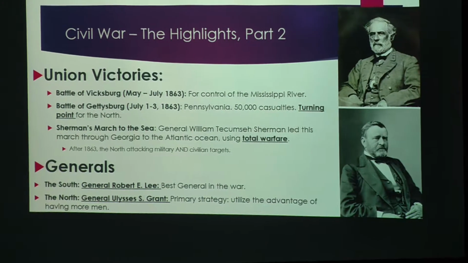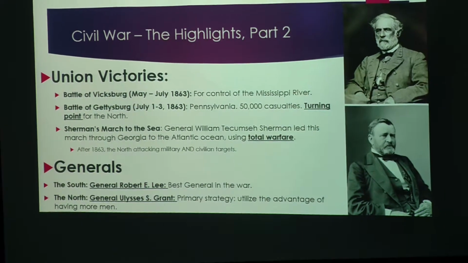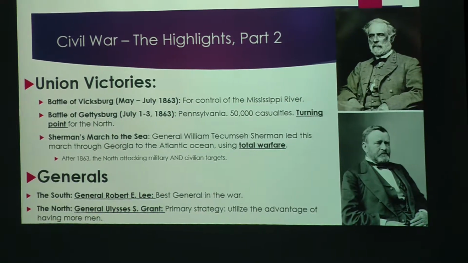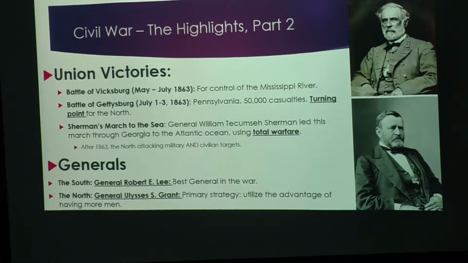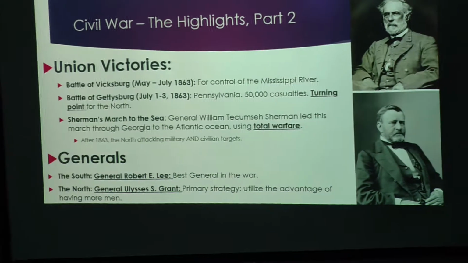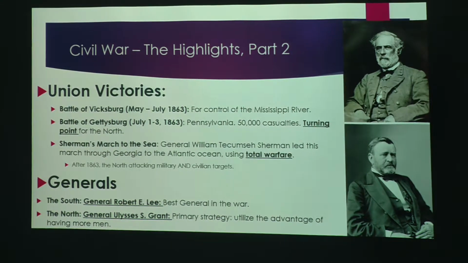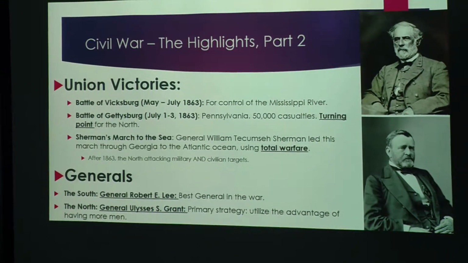Union victories: Vicksburg's important. It controls the Mississippi River, splits the South in half, and effectively makes the Anaconda Plan a success. Gettysburg, a lot of casualties over several days, 50,000 plus. It's a turning point in the North. The South is going to be stretched super, super thin for supplies and troops. They were already stretched thin as it was, but it's now worse. They're not going to be able to go on the offensive hardly at all throughout the rest of the war, and it's now truly a defensive battle, and really only a matter of time before the South loses.